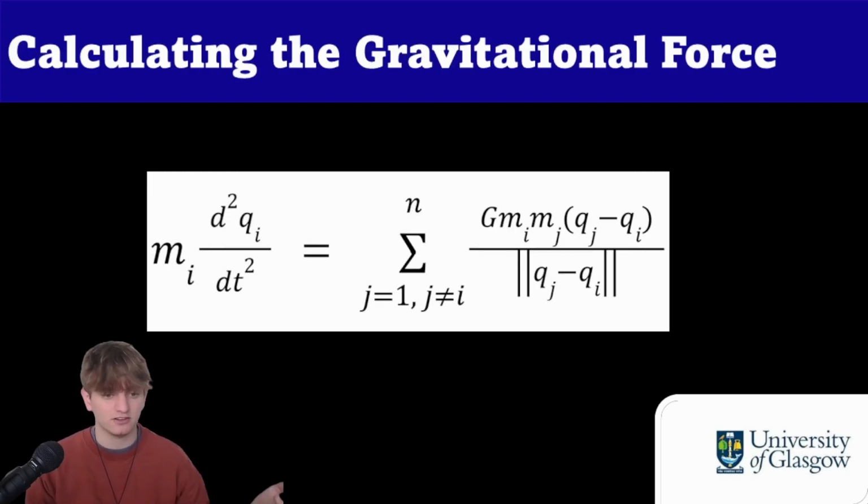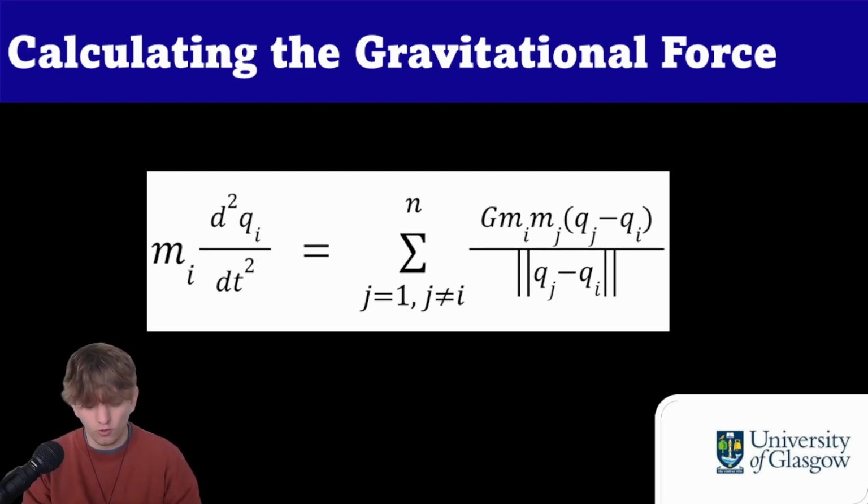Okay, so let's look at the force bit first. How are we going to calculate the force on planets? Well, all we're going to use is Newton's law of gravitation. And Newton's law of gravitation says that the force acting on one object is equal to the sum of the forces of gravitation from all the other objects surrounding it. So I've got that represented in a mathematical way here. I represents the planet that the forces are acting on, and J represents all the other planets.